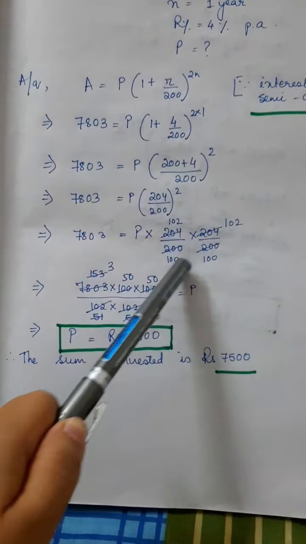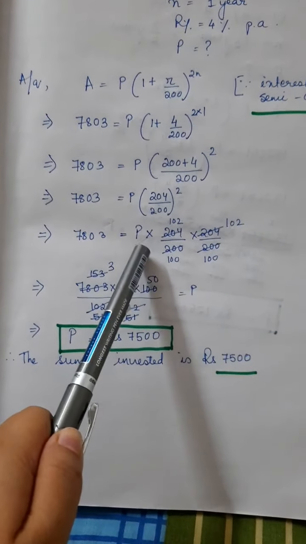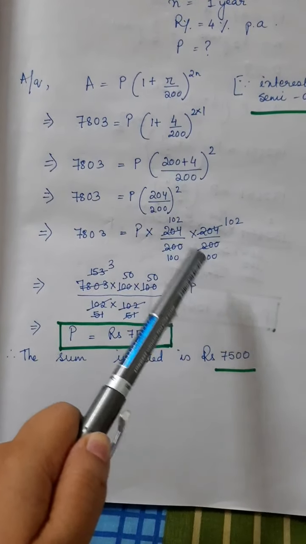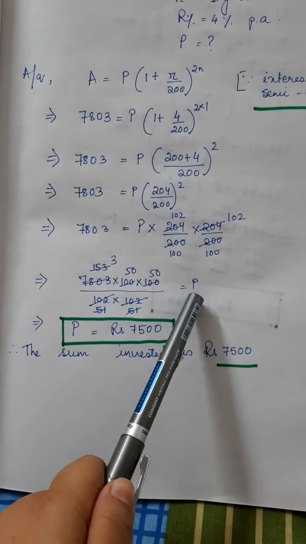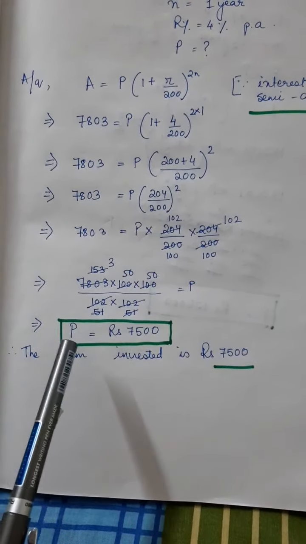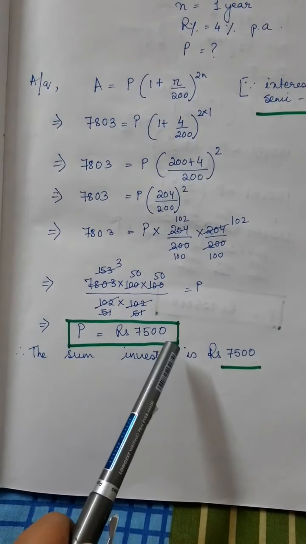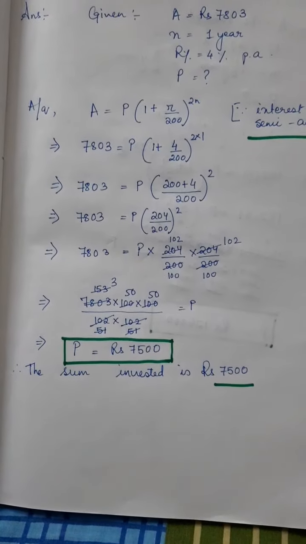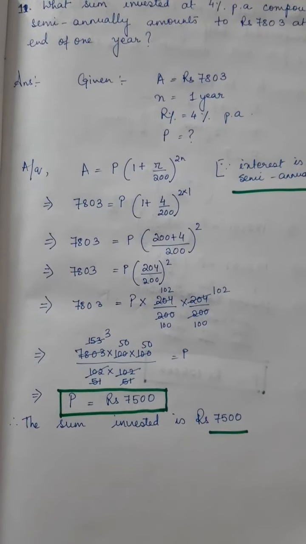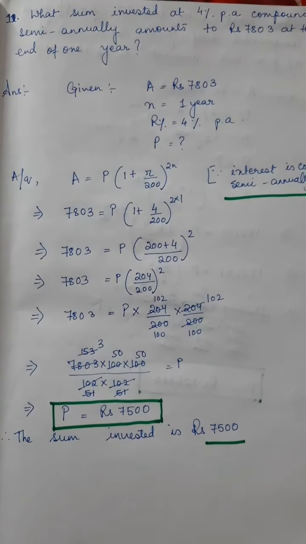So, this step is very important to find P. What did you do? You just cross multiplied it, you brought it to the other side and you found out the value of P. After cancellation, I find out the value of P as 7500. So hence the sum invested is rupees 7500. Go through the sum again and again and tell me if there is any doubt.